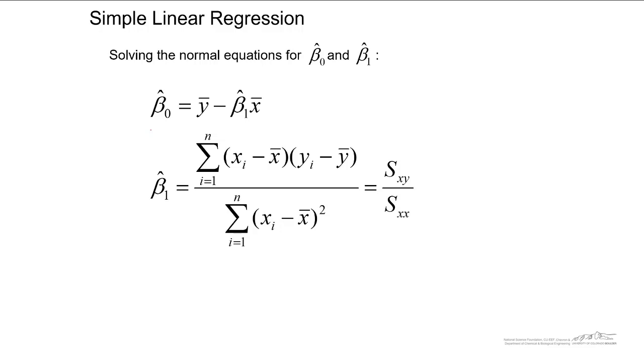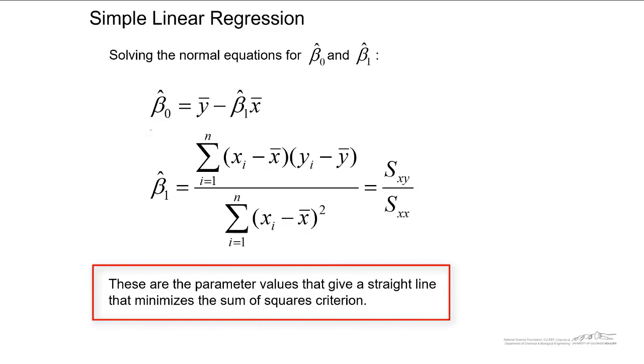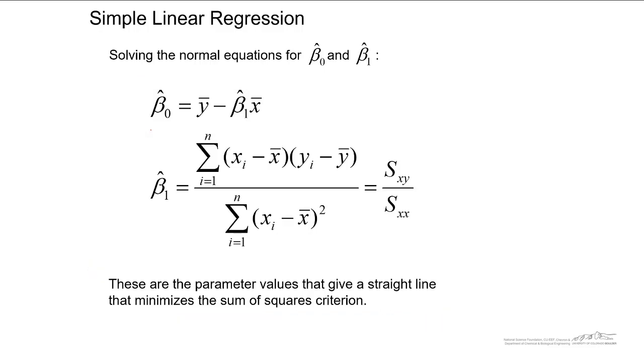Once you have beta 1 hat, your estimate for the slope, you can plug it into this equation up here. We know x bar, that's your sample average. We know y bar, that's the average of your output. And then you can calculate your estimate for the intercept. These are the parameter values that give a straight line that minimizes the sum of squares criterion.